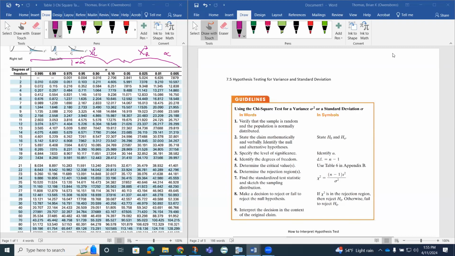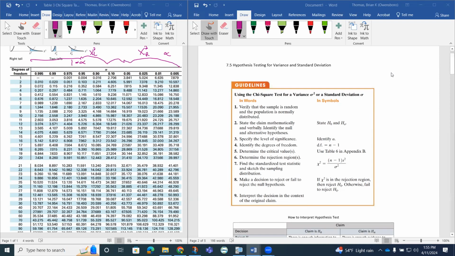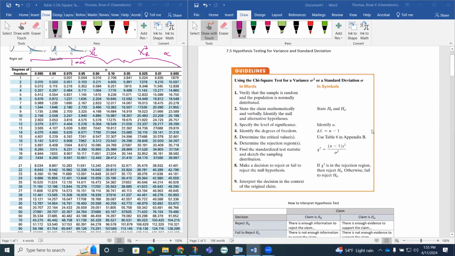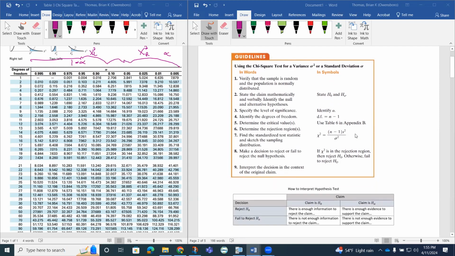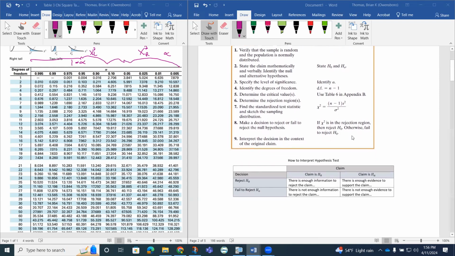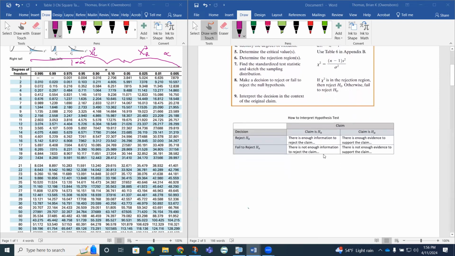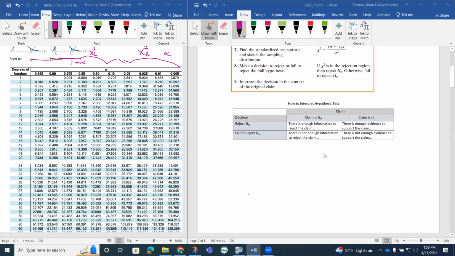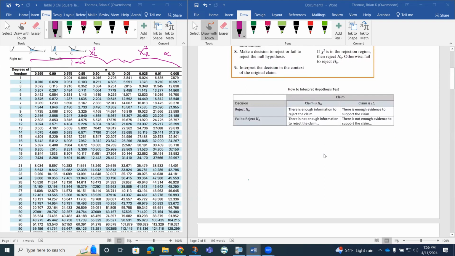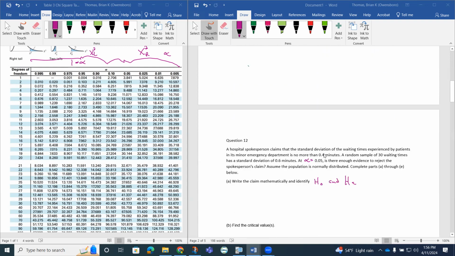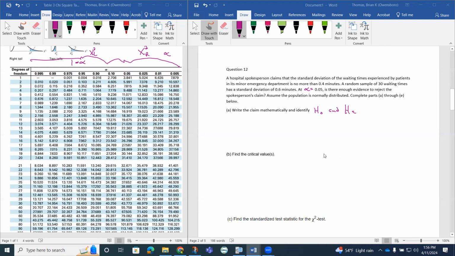So let's look at another question in 7.5. This one I think involves standard deviation. So again, we're still going to be using tables to find the critical values, and we're still going to be using this formula to find the test statistic. And of course, we're going to be using this to help us create our conclusion, our interpretation. So this is question 12 in your homework.